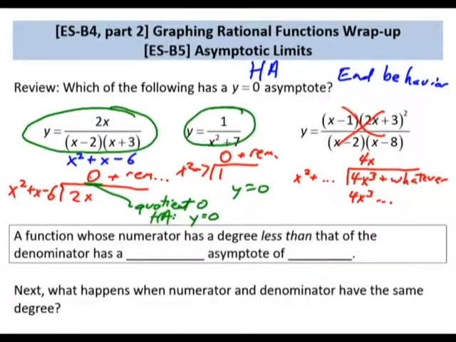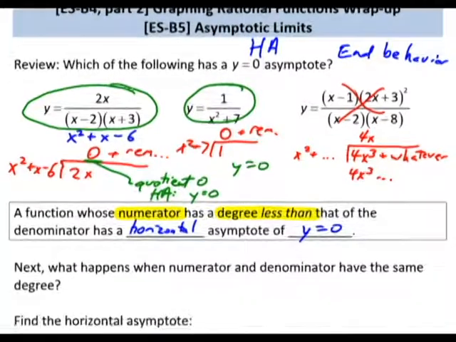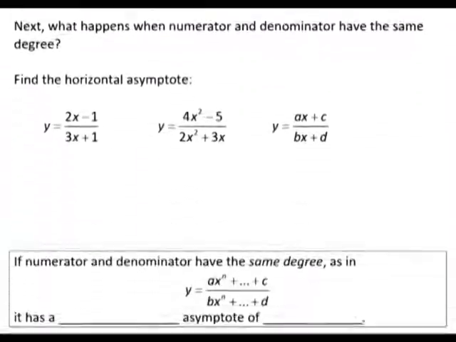You've probably noticed by now that when the numerator has a degree that's too low to support a quotient, we're going to get y equals 0 as our end behavior asymptote. This is the main focus of our shortcuts. We're going to look at the numerator's degree as compared to the denominator's degree. Let's see what happens when the two have the same degree.